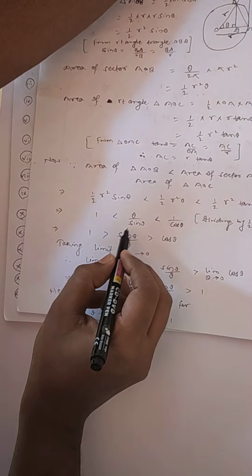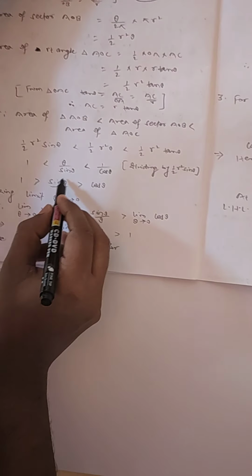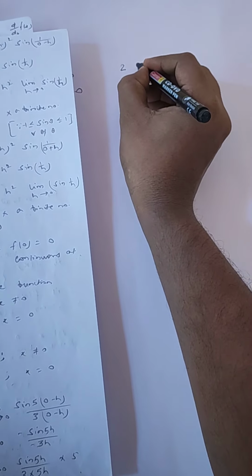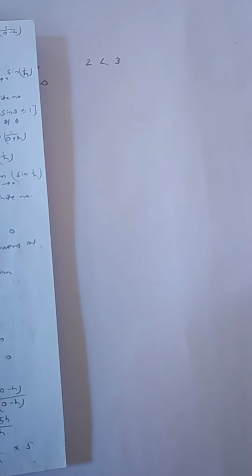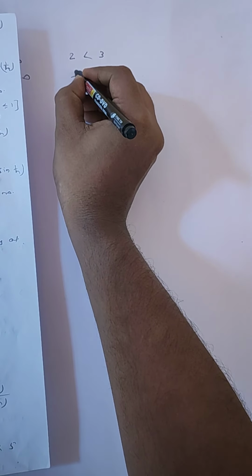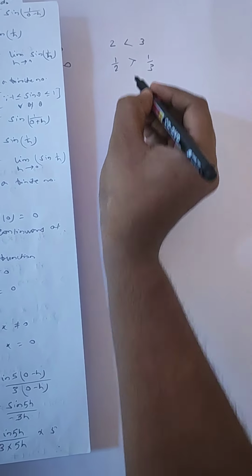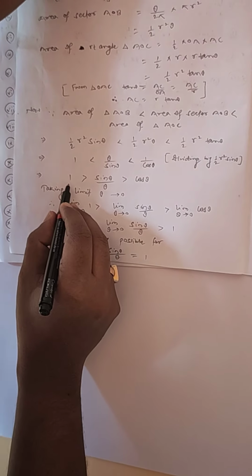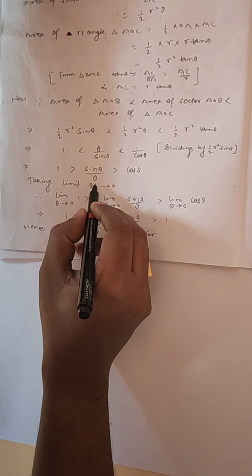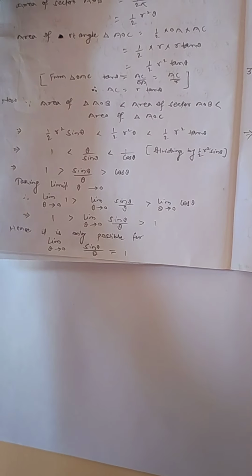Now taking the reciprocal, the inequality will change. If we write 2 is less than 3, then for 1 by 2 and 1 by 3, which number will be greater? 1 by 2 is greater than 1 by 3. So here we write 1 is greater than sine theta by theta, which is greater than cos theta.